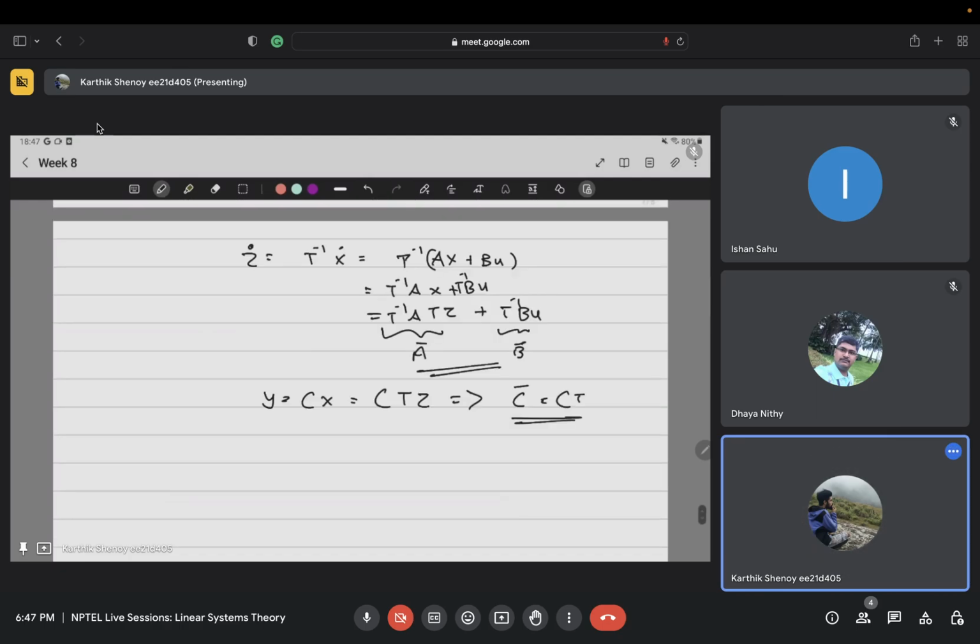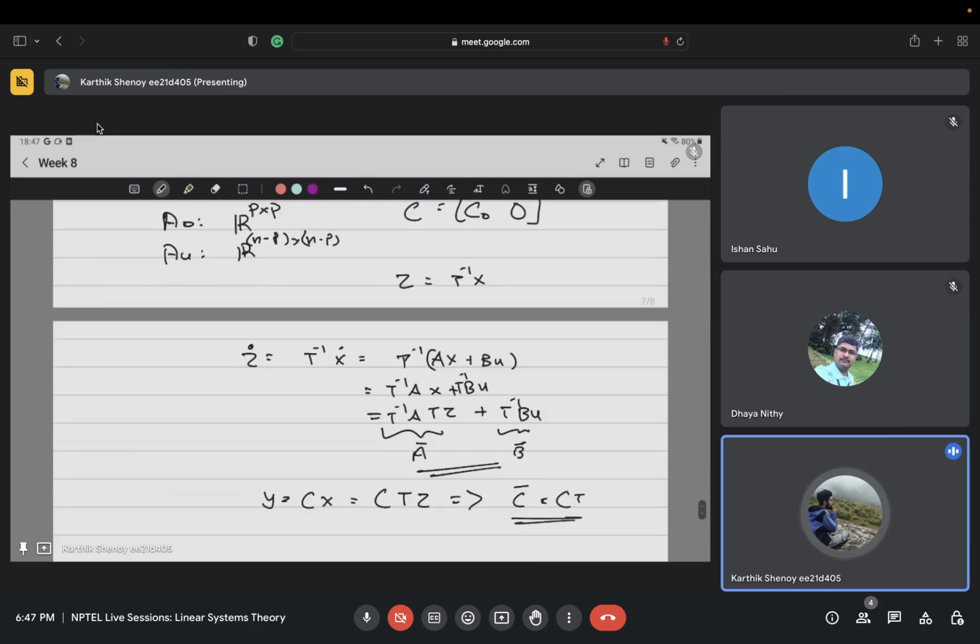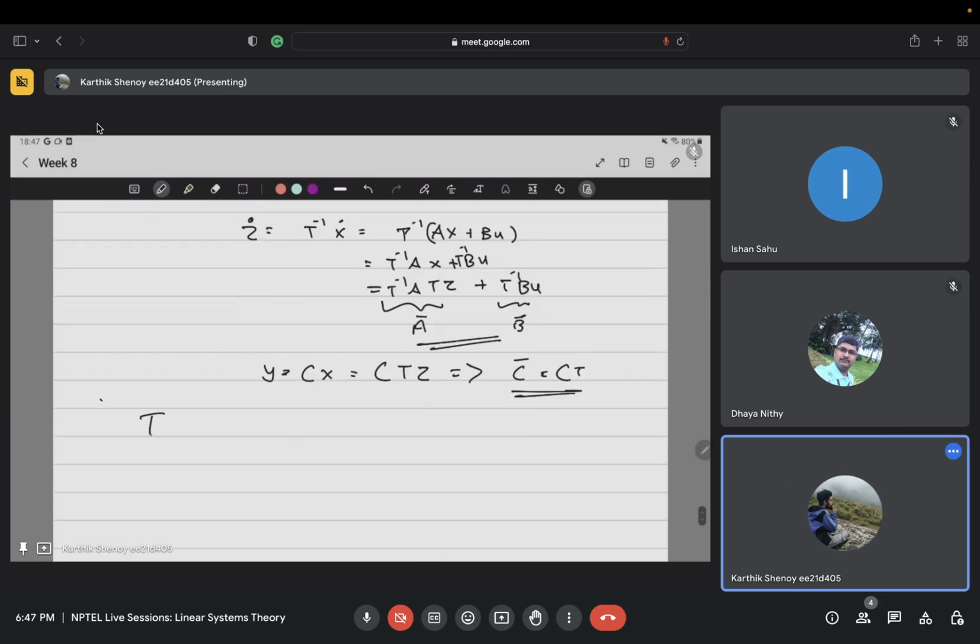Now I think the main doubt comes: how do you get T? Most of you will have a doubt on how to get the T, because for controllability we took the linearly independent columns of the controllability matrix, because that represents the image. So how do you find a basis of the column space? You take the linearly independent columns of a matrix. Now here we are not looking at the image, we are looking at the kernel.